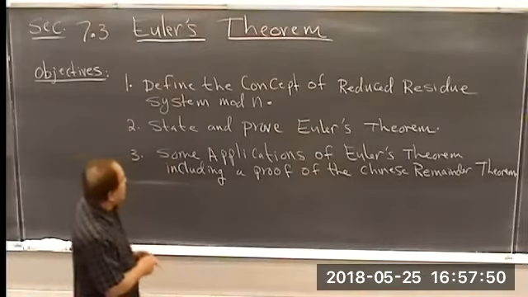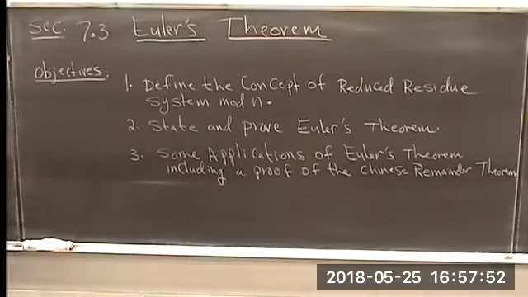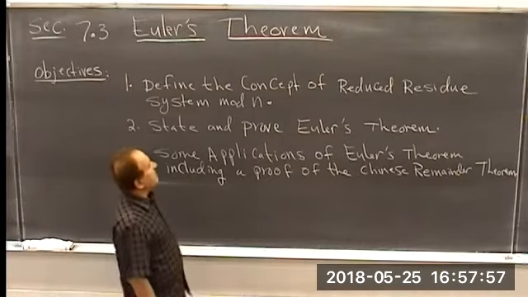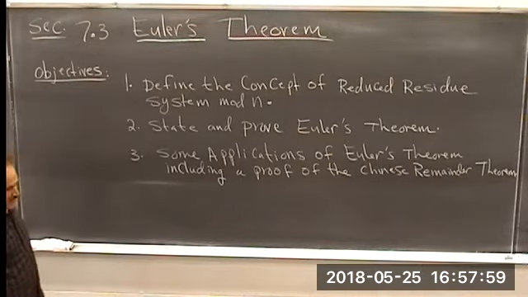All right, we're gonna get started on section 7.3, and the title of this section is Euler's theorem. That is a generalization of Fermat's little theorem.